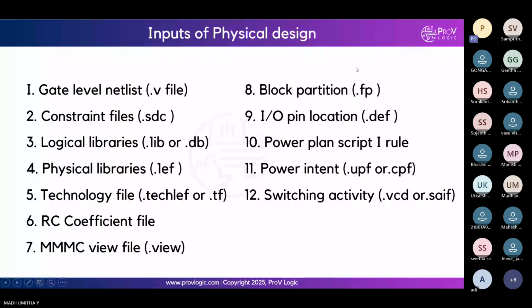Okay. When we get these combinational and sequential cells from these vendors, they will give a set of files as inputs. Those files are these 4 files: logical libraries, physical libraries, technology file, and RC coefficient file. Logical libraries and physical libraries are with respect to the combinational and sequential cells that we are going to use in our design. Technology file is with respect to the technology node that we are going to use in our design.